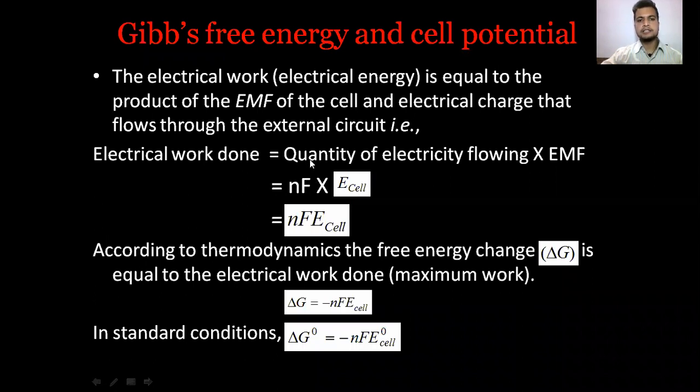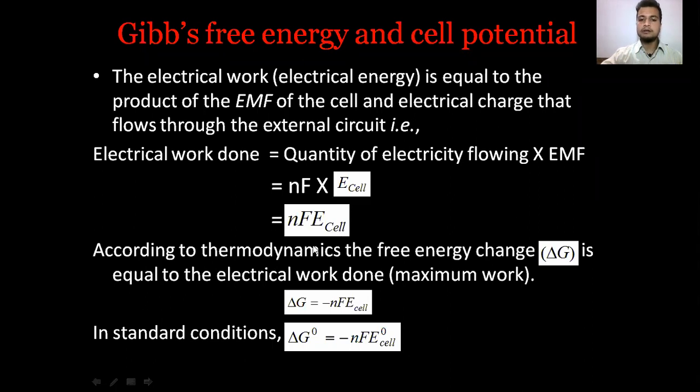I hope you can understand the quantity of electricity flowing, that is, how much charge is flowing. We know that if 1 mole of charge flows, it is known as 1 Faraday. Now we don't know how much charge is flowing in the circuit. So if n moles of electrons are flowing in the circuit, it will be n Faraday. Since we don't know how many moles of electrons are flowing, we generally write n Faraday. And EMF is nothing but E cell. So the electrical work done is nF E cell.